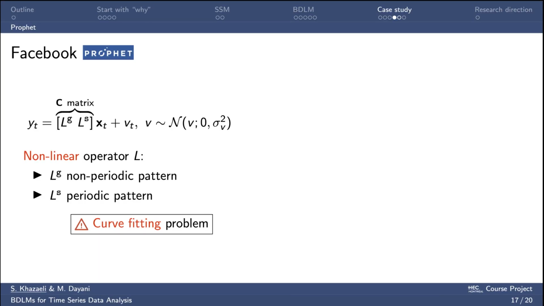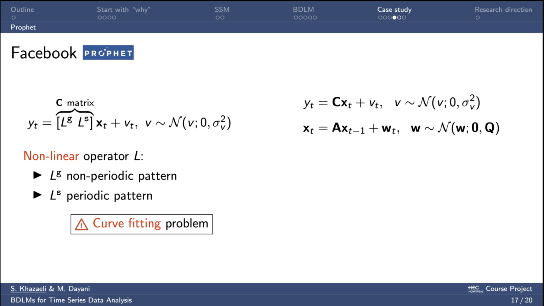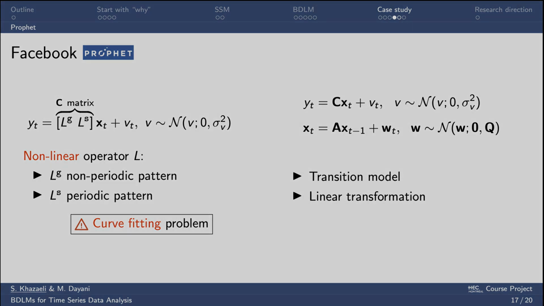In other words, the whole model is a curve-fitting problem rather than a 2-step recursive model such as the one we have in BDLM. So it's a good idea to compare it with BDLM as well. Here we have the BDLM model for a single time series. As you can see, first there is no transition model. In BDLM we have a recursive process that evolves over time, but in Prophet we have a single shot curve-fitting objective. Second, the transformation in BDLM is linear. However, in Prophet, these transformations, or these operators, are nonlinear functions.